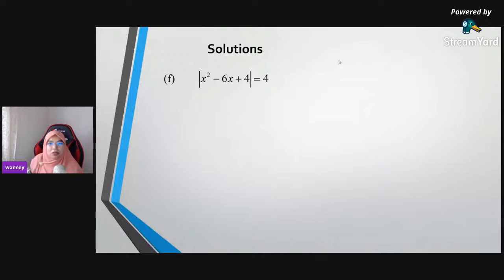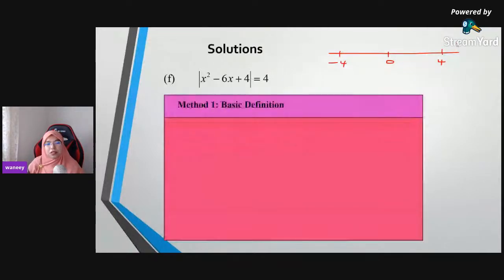Okay, so now we have x square minus 6x plus 4 equal to 4. So we have 0. So 4 on the right hand side, negative 4 on the left hand side. So one is equal to negative 4, another one is equal to 4. So one positive, one negative. Okay, so x square minus 6x plus 4 equal to 4. x square minus 6x plus 4 equal to negative 4.